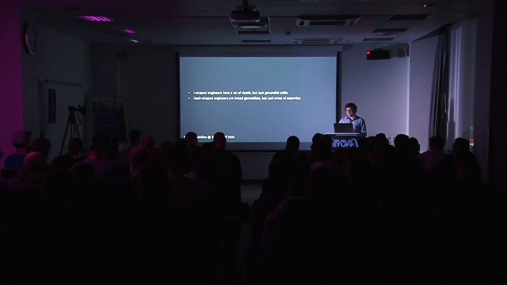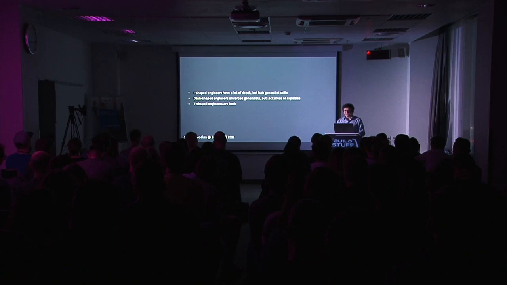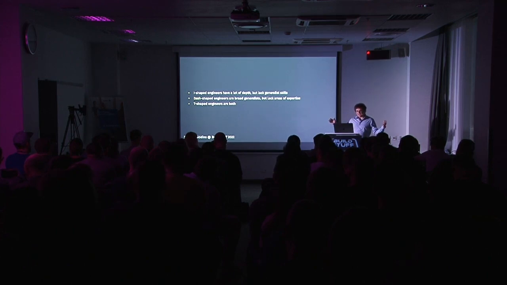You have a dash-shaped engineer. They're broad generalists, but lack areas of expertise. And finally, you have T-shaped engineers, and they're both. They have general skills, and they have areas of deep expertise.